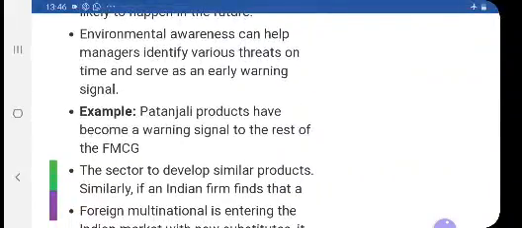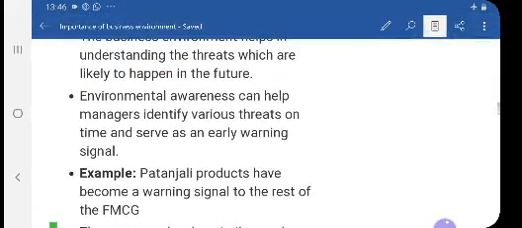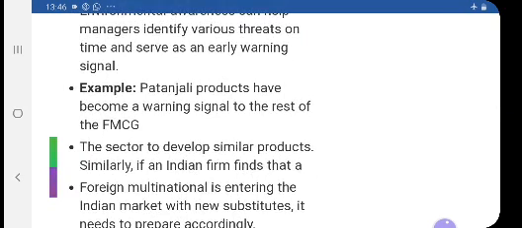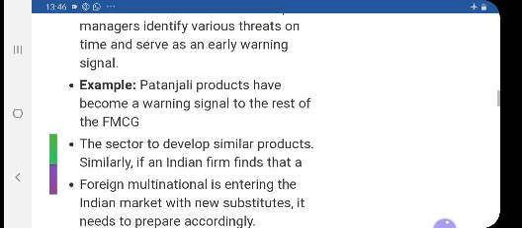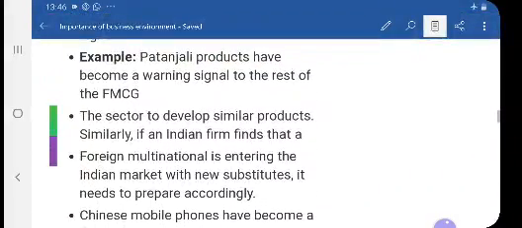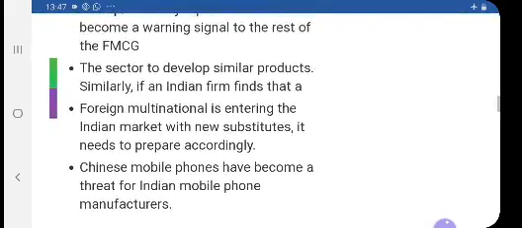This is what, like for Maggi, that is atta noodles. Atta noodles are preferred by those persons who are very health conscious. So Patanjali recognized that this is going to be demanded by the people. So this awareness leads to an alarm for the other companies manufacturing in this sector to develop similar products.